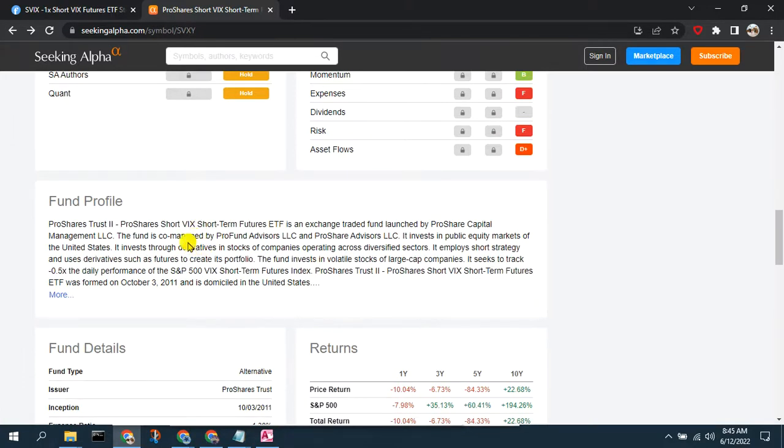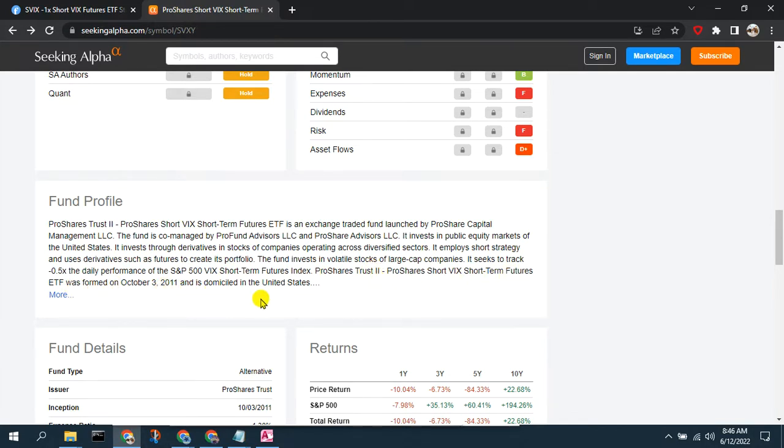We see the definition here for SVXY, exchange traded fund, ETF, ProShares, etc. Invests through derivatives and stocks. Employs a short strategy. Again, this is short on the VIX. It uses derivatives such as futures, and seeks to track minus 0.5x the daily performance of the S&P 500 VIX short-term futures index. So again, that is what the SVXY is based on, tracking the performance of the VIX short-term futures index.